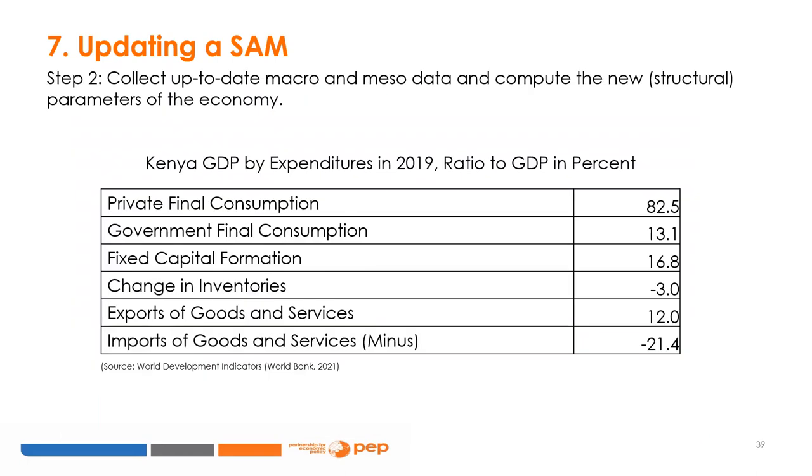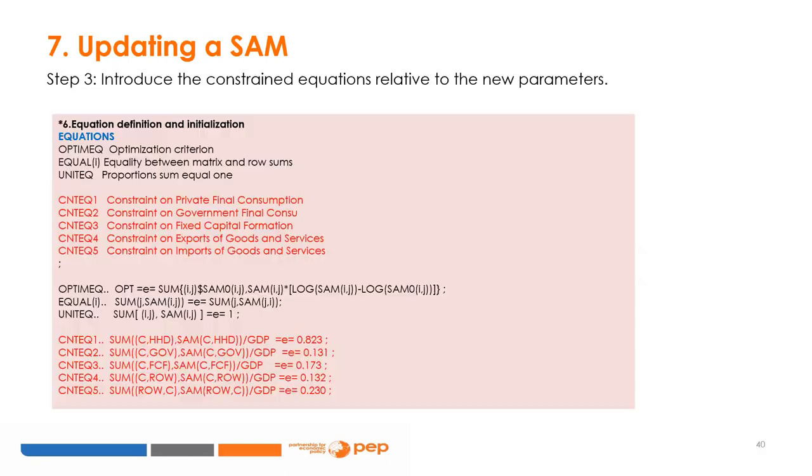In step 2, the Kenya 2015 SAM is updated for the year 2019 using the macro data accessed through the World Development Indicators database from the World Bank. The structure of the GDP by expenditure in 2019 is provided by this table. Step 3 starts with introducing the new constraint equations related to the 2019 structure of the economy. These equations are defined and assigned.